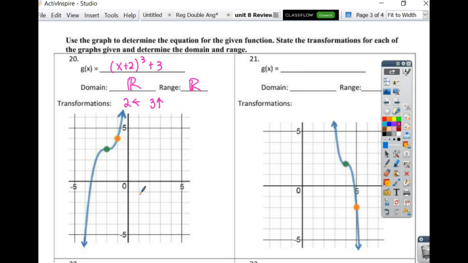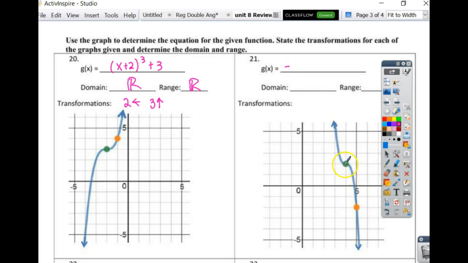So what's different between 20 and 21? It's reflected over what? X or Y? X. Well, it ends up being the same. We're just going to say it's the X, though, okay? They're the same. All right, so the negative is going to go on the outside.